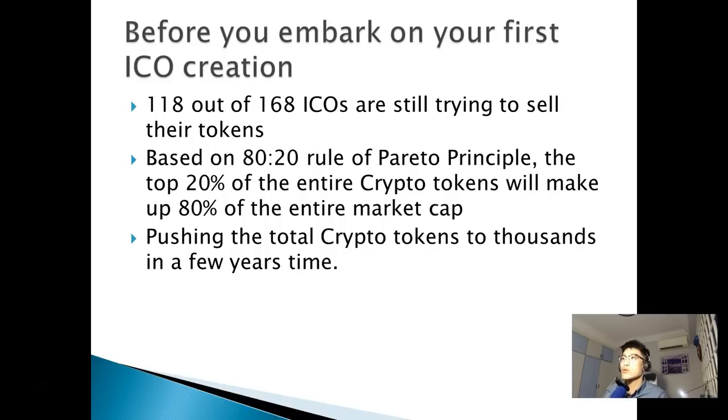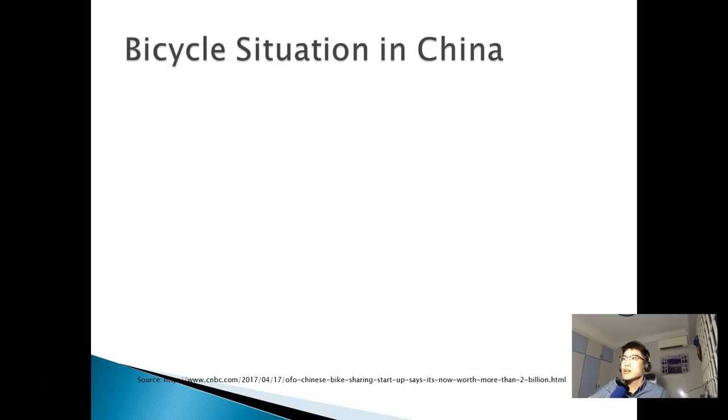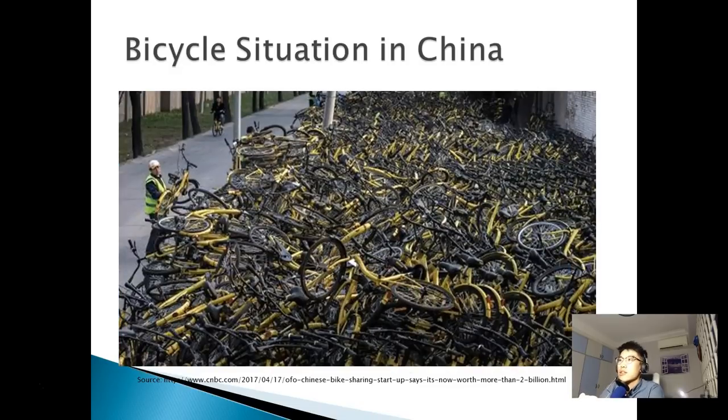Now, for those who don't understand, I have this particular slide for you that is going to be very brilliant. This is the bicycle situation in China. They have this very new startup called OFO, which is a bicycle sharing idea. And this is the situation right now in China. You have lots and lots of bicycles being dumped on the streets, and you have a street cleaner trying to clear some of the bicycles.